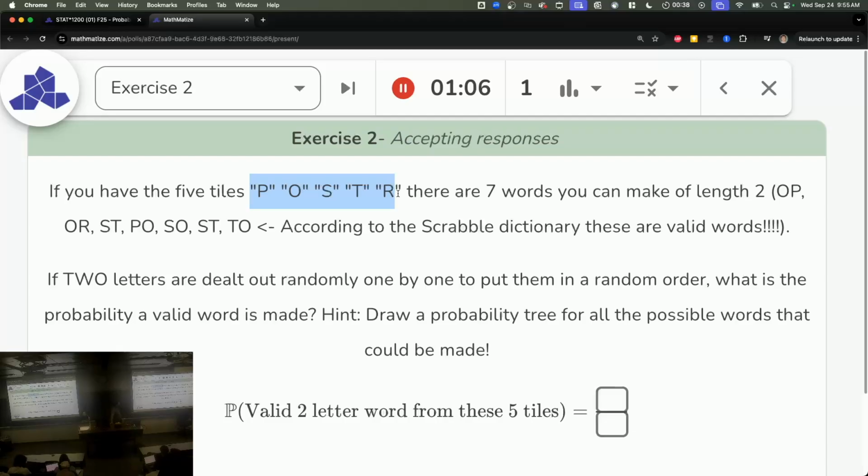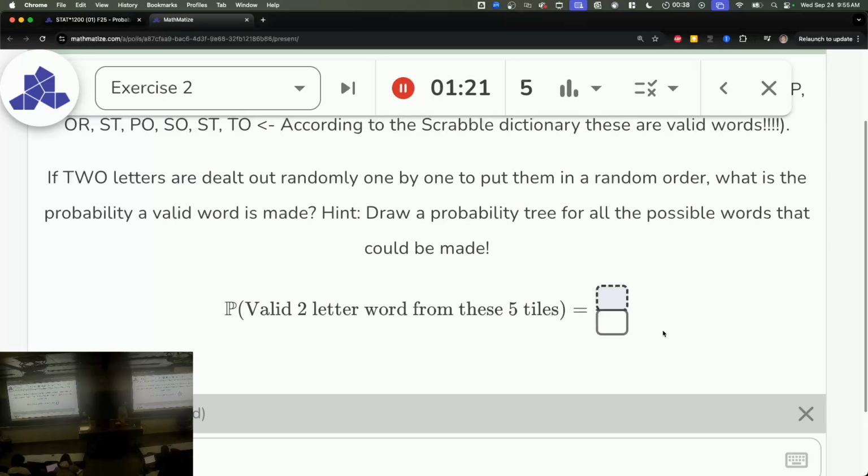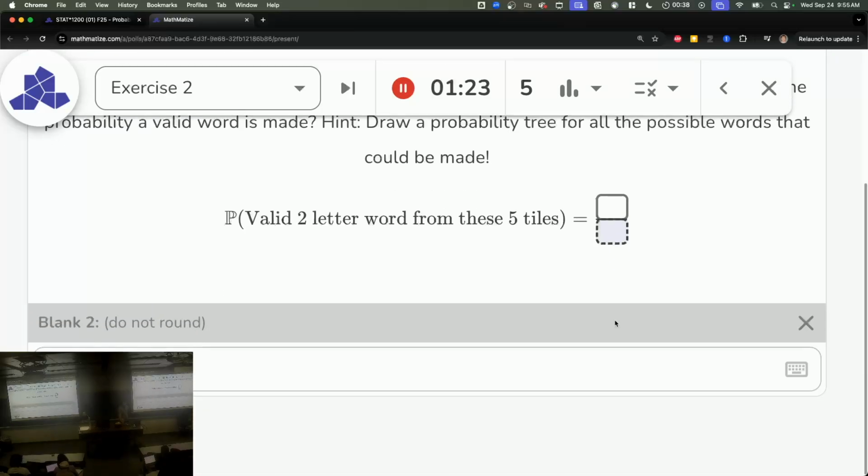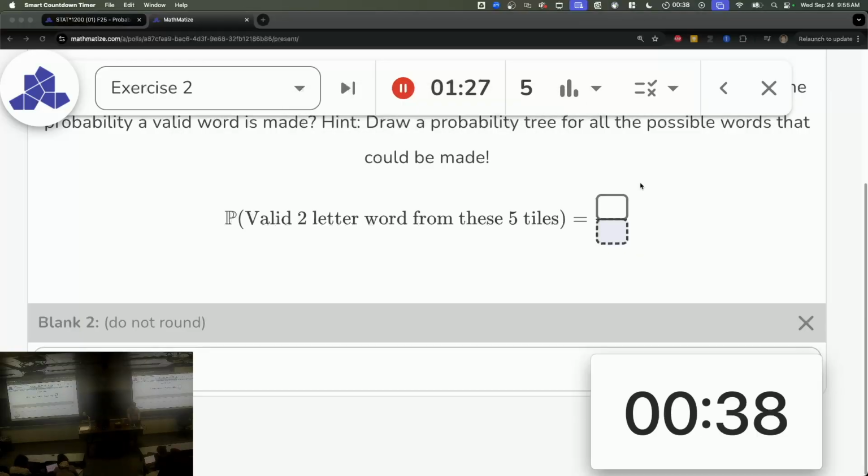But let's take it as a fact that there are 7 words. Don't worry about which 7 they are, and let's try to figure out the probability you will end up with one of these 7 words if you do the same random game that we did before. Once again, the numerator of this fraction should be very easy because it was sort of given in the problem, but the denominator is the hard part, and that's what we're trying to do. Okay, I'll give you guys 2 or 3 minutes to try this one out.